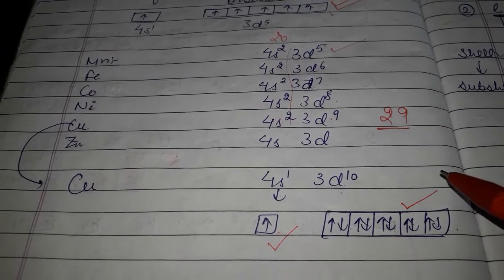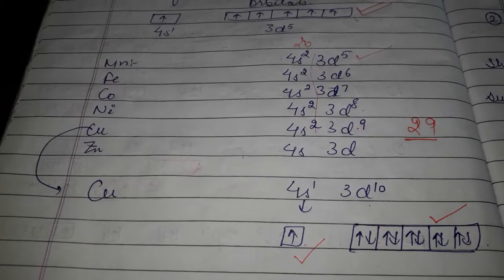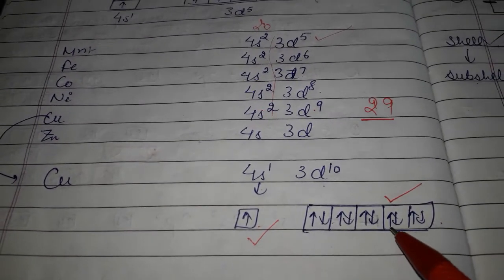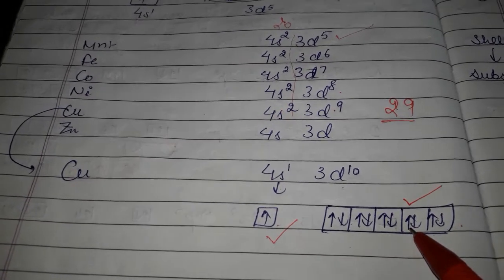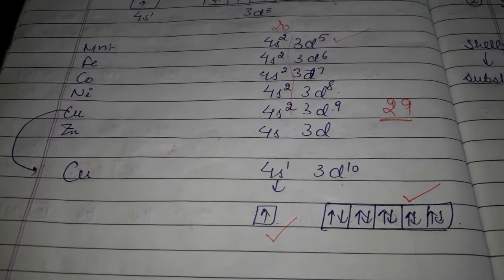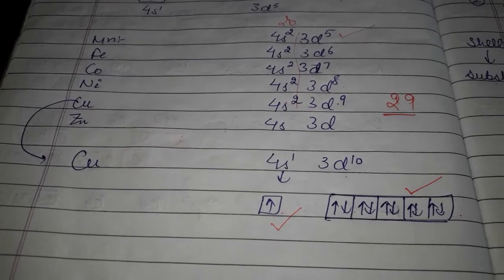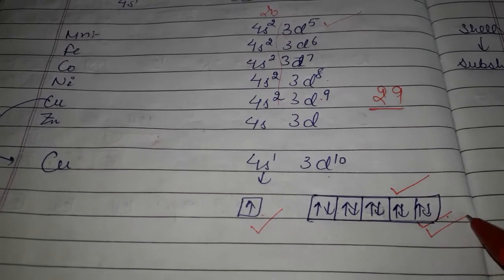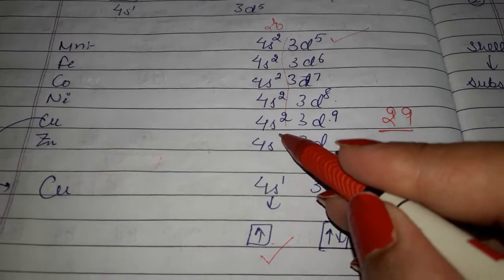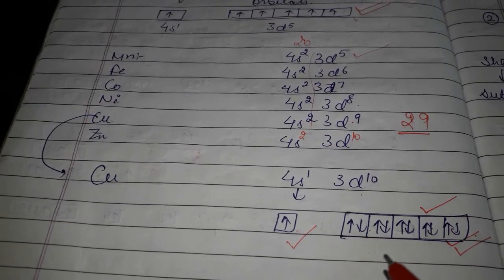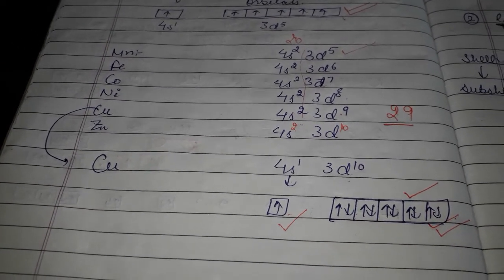Its explanation was based on the stability of the fully filled 3d orbital. As 3d will be fully filled, its energy will go lower. The minimum energy, maximum stability phenomenon will dominate here, and the correct configuration will be this. Then zinc is 4s2, 3d10. This was the exception. Hope you get it. Thank you.